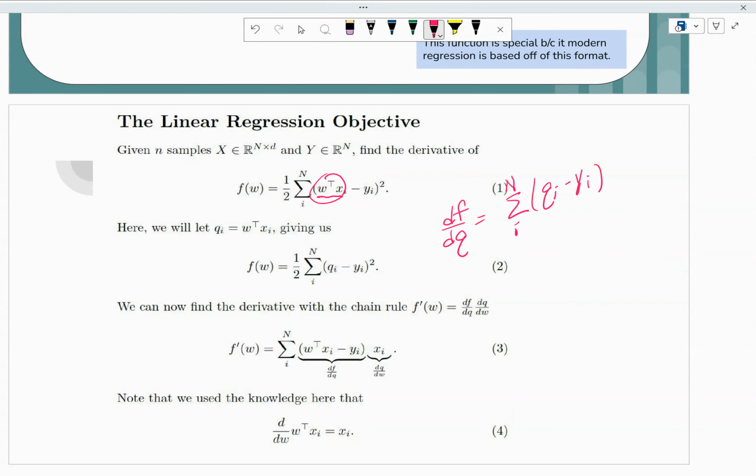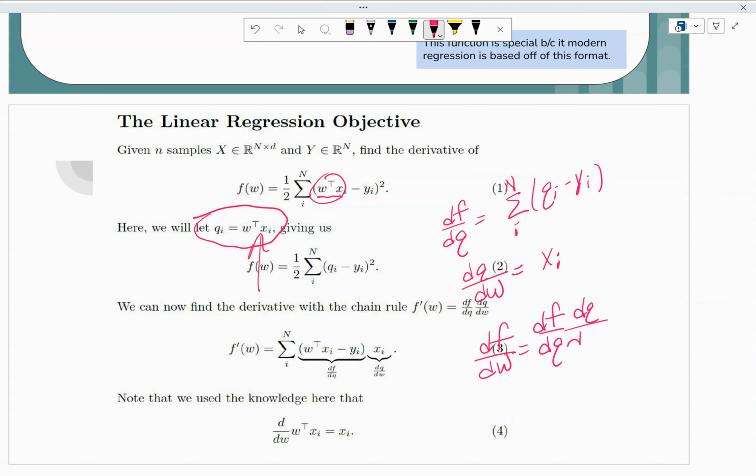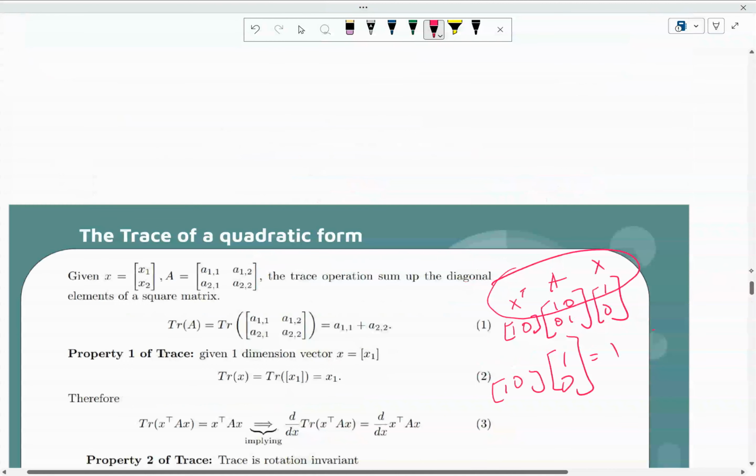Once you have df dq, the chain rule says that then you need dq dw. Okay, so what is dq dw? Well, we learned how to do this previously. This is just a linear. Well, given a linear, it's just xi. Therefore, df dw is equal to df dq times dq dw. Q cancels out, which is equal to the summation of i, qi minus yi, xi.